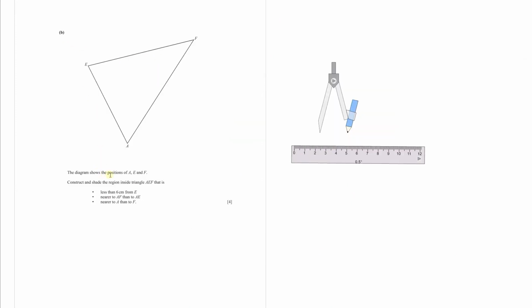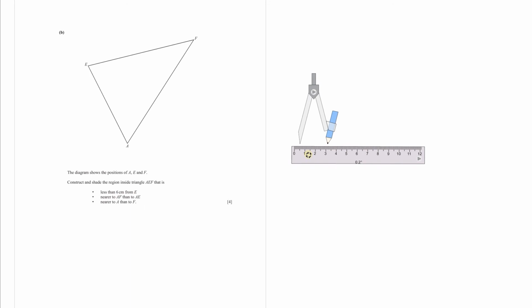Part B is the diagram shows positions of A, E, and F. Construct and shade the region inside the triangle AEF. So inside this triangle, that is less than 6 centimeter from E, nearer to AF than to AE, nearer to A than to F. So we can go through these conditions one by one. So the first condition is the shaded region should be less than 6 centimeter from E. So we can draw a locus of points that is 6 centimeter away from this point E, and anything closer to E than that locus of points will be less than 6 centimeter from E. So the locus will be a circle of radius 6 centimeter.